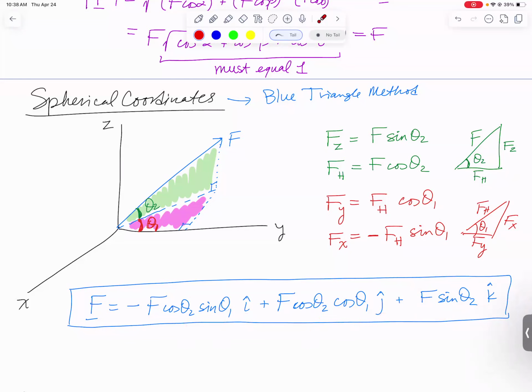And the pattern is, if we had sine of theta 2 here for z, we're going to have cosine of theta 2 in both the x and y, because that gets you your horizontal component. And then you'll have a sine of theta 1 and a cosine theta 1, making your i's and j's different.